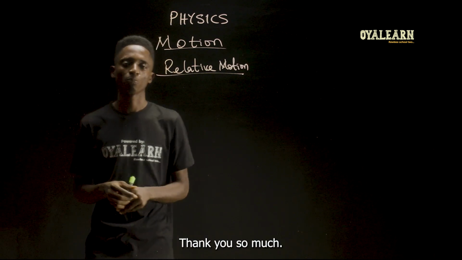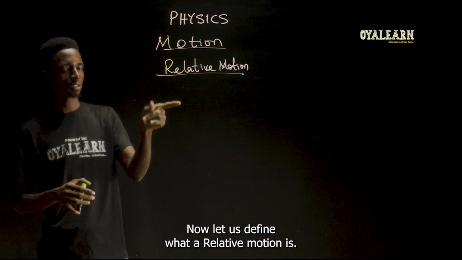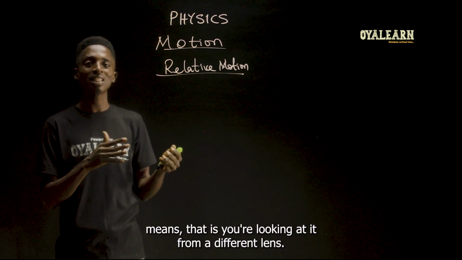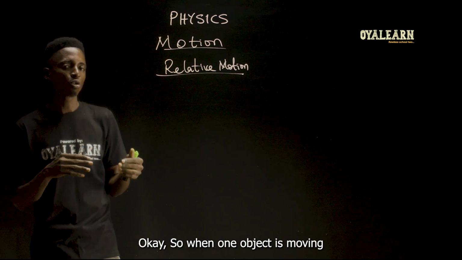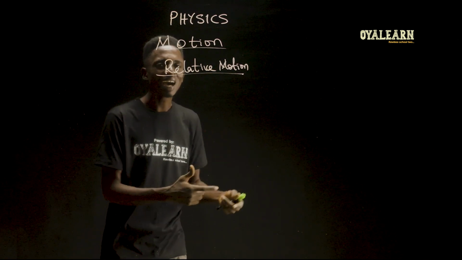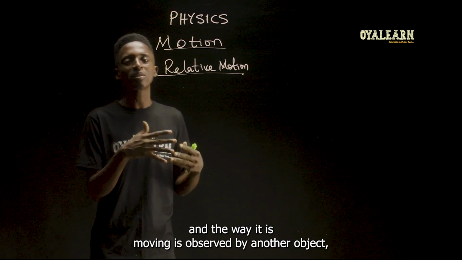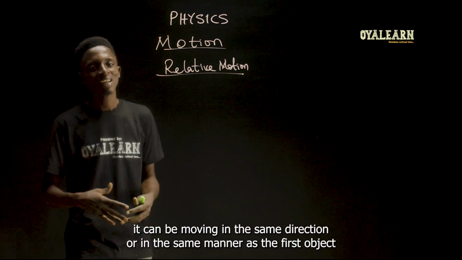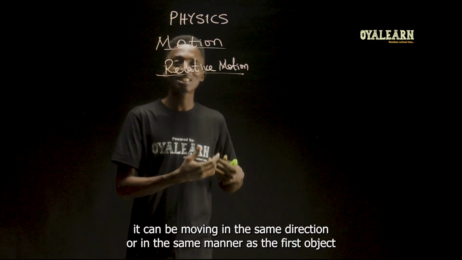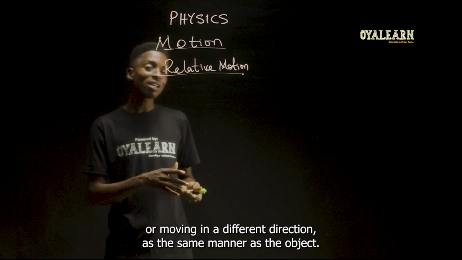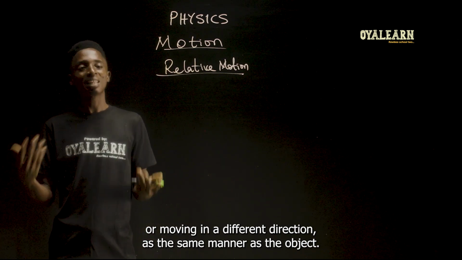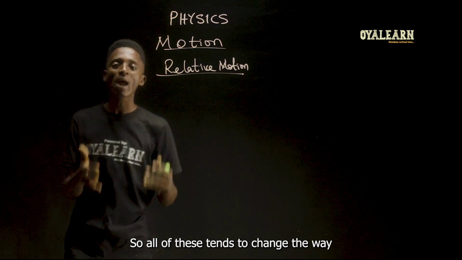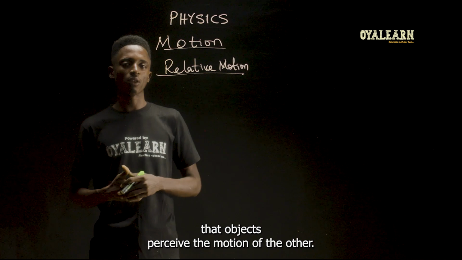Now let us define what relative motion is. As the word relative means, you're looking at it from a different lens. When one object is moving and the way it is moving is observed by another object, that other object can be stationary, it can be moving in the same direction or in the same manner as the first object, or moving in a different direction. All of these tend to change the way that object perceives the motion of the other.